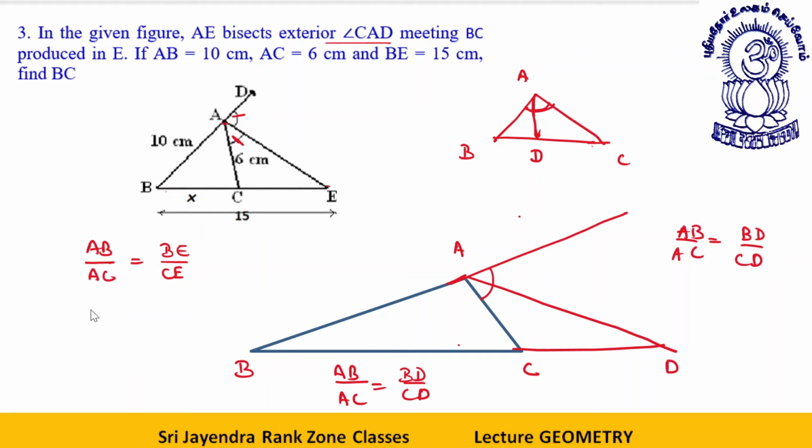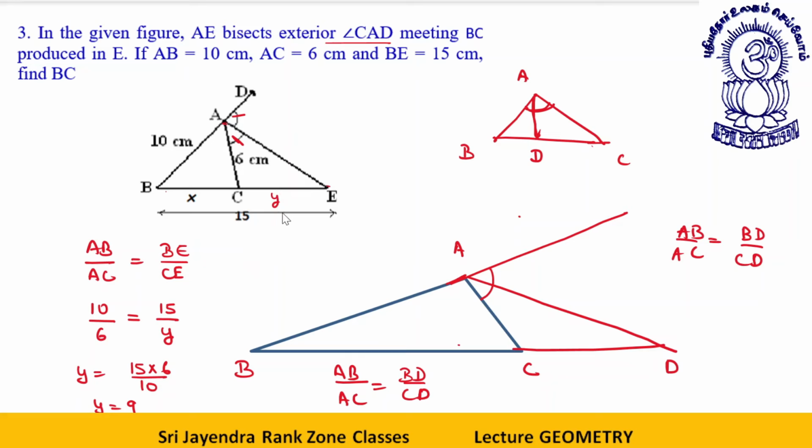What is the value of AB? 10. What is the value of AC? 6. What is the value of BE? BE is given to be 15. You have to find this. Let's say this portion CE is equal to y. So what do I get, dear students? From here I get y is equal to 15 into 6 upon 10, that is 90 by 10. Therefore y is equal to 9.